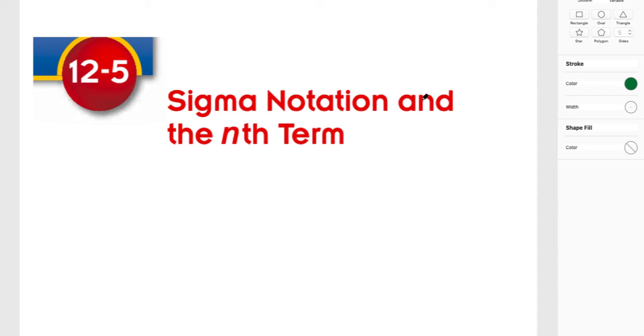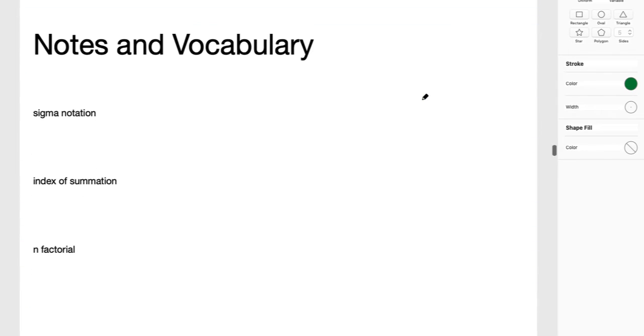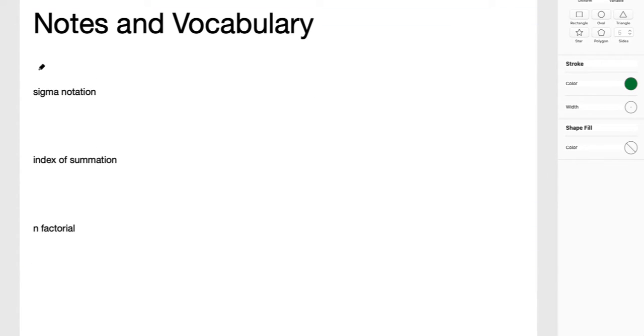Hi pre-calculus friends, we're in section 12.5 and we're going to be talking about sigma notation and the nth term. Let's get down to some vocabulary. So sigma notation, if you know what the Greek letter sigma looks like, and I sadly don't write this as nicely as I'd like, so it should be something like that. This actually means summation, kind of like when we were adding up our series values.